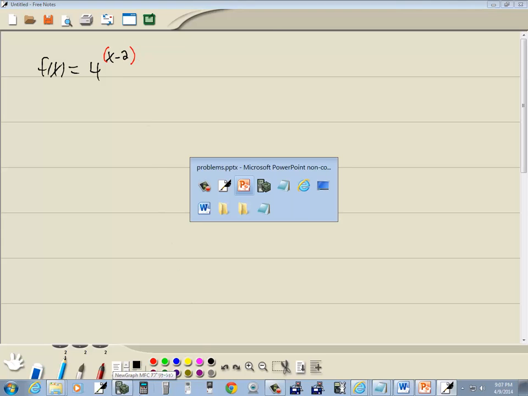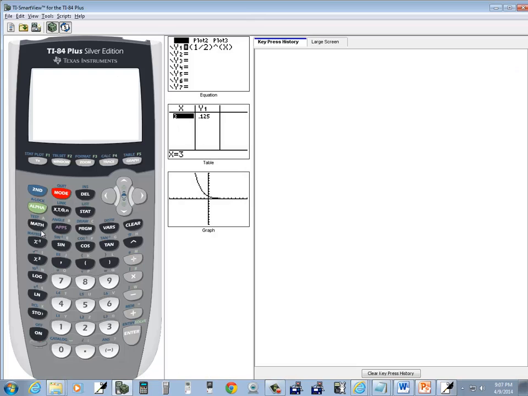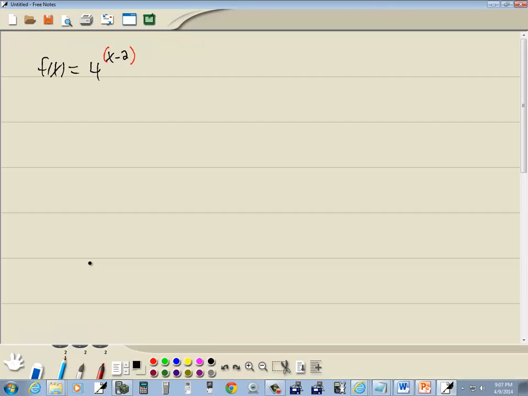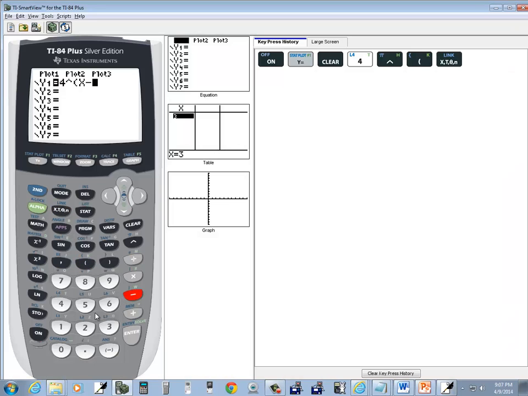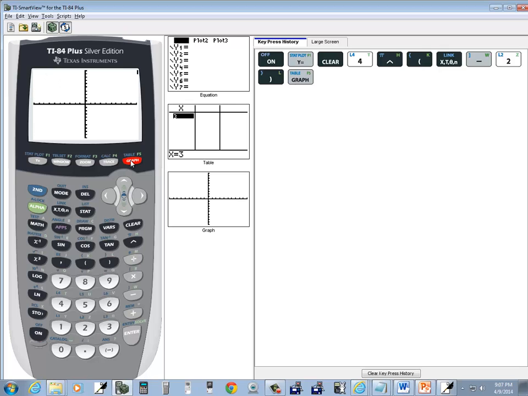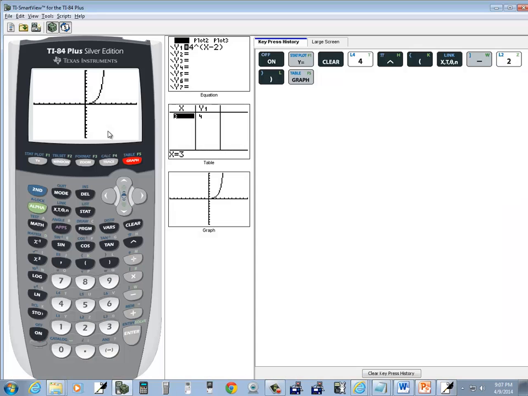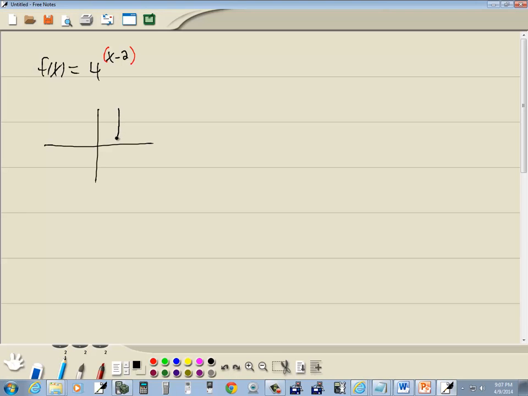So, to graph this now, we'll press our y equals, press clear, clear out whatever's there, and we'll do 4 caret, and then a beginning parenthesis, x minus 2, and then a closing parenthesis, and then graph. And that will give us our answer. So look, something like that right there. Now it keeps on going forever, never just stops, so that would be our graph.